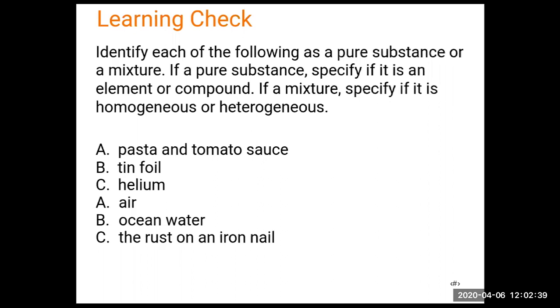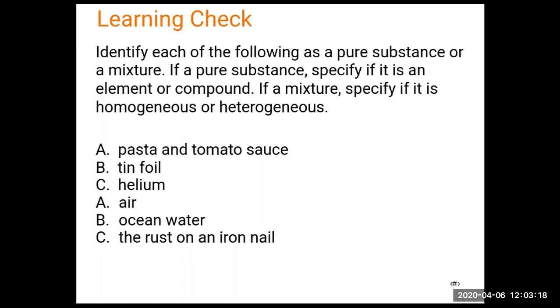The rust on an iron nail. So if we look at the rust only, not the rust plus the iron nail, just the rust, is this a pure substance or a mixture? So if you look at just the rust, it's a pure substance. We can give it a formula. It's not given there, but the formula of rust is Fe2O3, iron(III) oxide.